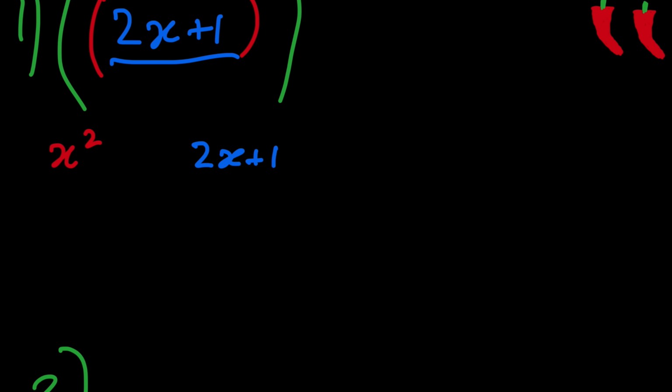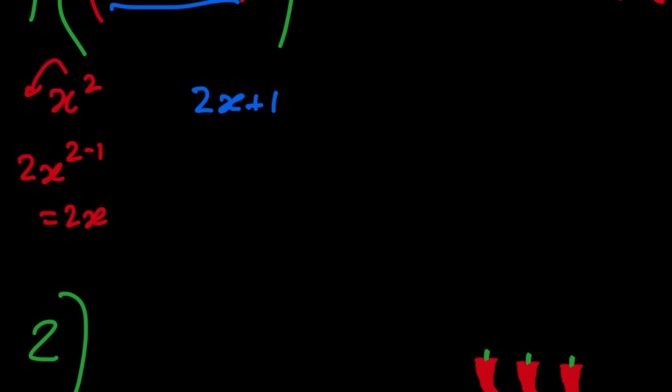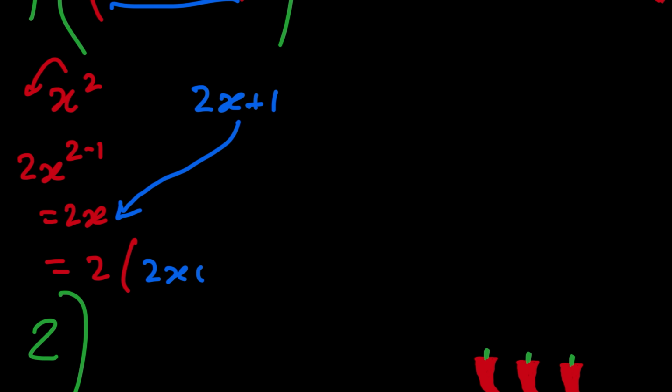First, we need to find the derivative of the outer function. So that's the derivative of x squared. This is what we've just done with power rule. We bring 2 forward, so it's 2x to the power of 2 minus 1, which is equal to 2x. And one little thing is that we need to still have our original function plugged in. So we need to plug this back in. We can then rewrite this as 2 times 2x plus 1.